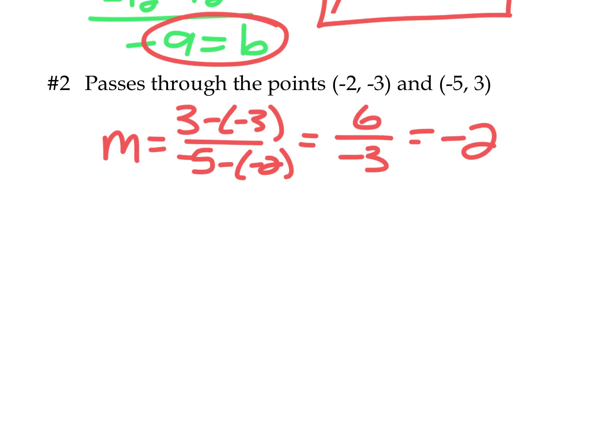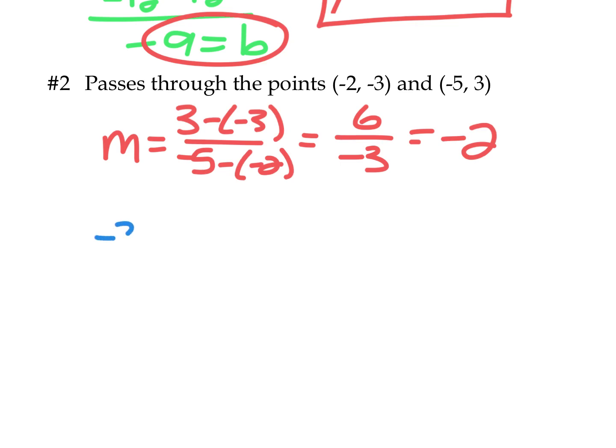That's a slope of negative 2. Now I've got a slope, and I can use either point I want. It does not matter if we use this x and y or we use this x and y. You can pick either one you want. I'm just going to take the first one here, but it doesn't matter. You can use either one you want and write the y equals mx plus b using the x, the y, and the m and solving for the b.